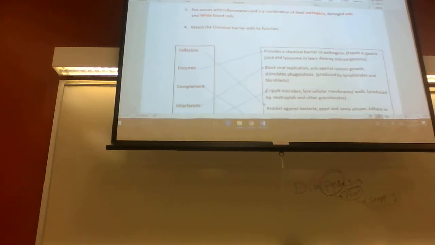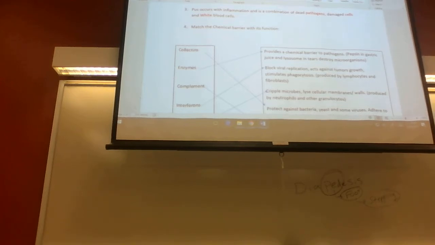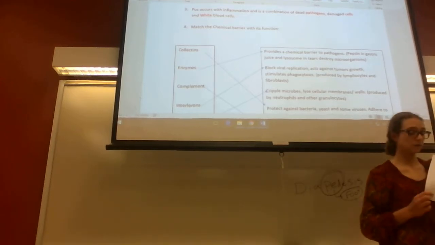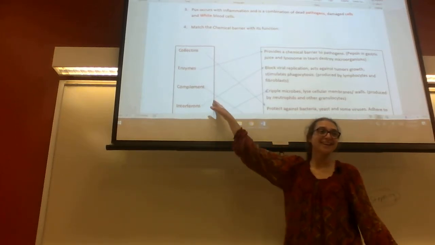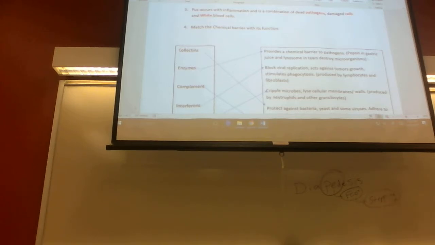So before, remember the first one we were talking about in that chart, we were talking about different chemical barriers, and we had enzymes, interferons, defensins, collectins, and complement. This last portion of it is what goes over those chemical barriers that we put down here. So our chemical barriers are collectins, enzymes, complement, interferons, and defensins. If you need to memorize what chemical barriers are, the list is right here, and there are their definitions.